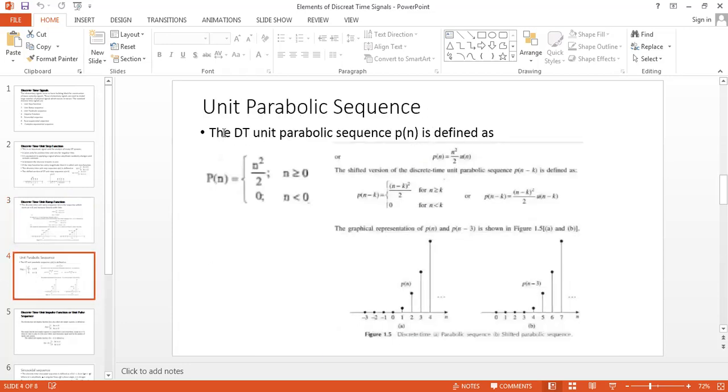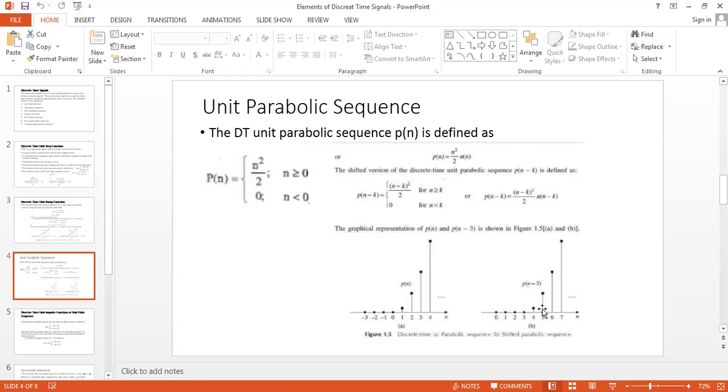Unit parabolic sequence. The DT unit parabolic sequence is given as p of n. So p of n is defined as n square by 2 for n greater than or equal to 0, and 0 if n is lesser than 0. The same thing is written here. And if there is a shift, then as usual we know, it is p of n minus k equals (n minus k) square by 2 for n greater than or equal to k. So this is the general discrete function for parabolic.